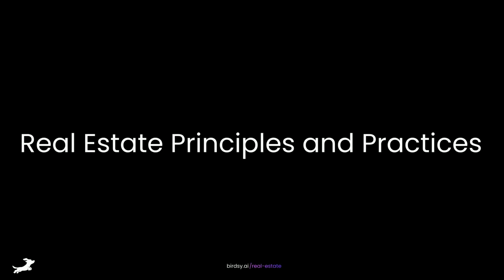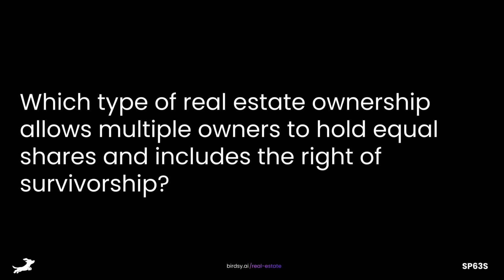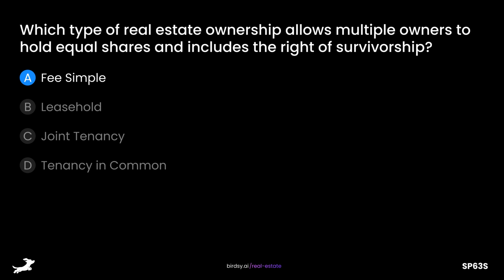Let's jump right into real estate principles and practices. Types of real estate ownership: fee simple, leasehold, joint tenancy, tenancy in common. Which type of real estate ownership allows multiple owners to hold equal shares and includes the right of survivorship? Is it A, fee simple, B, leasehold, C, joint tenancy, or D, tenancy in common? The answer is C, joint tenancy.